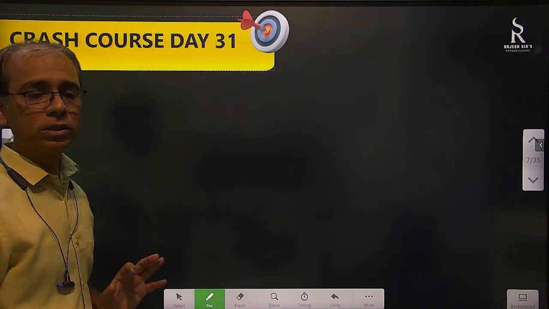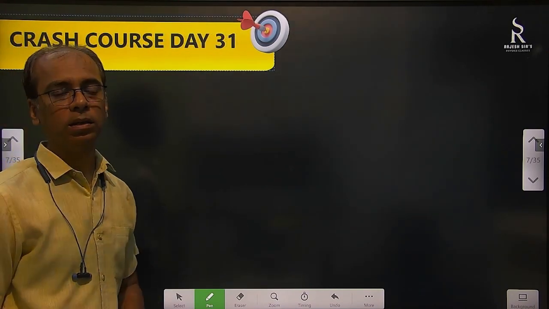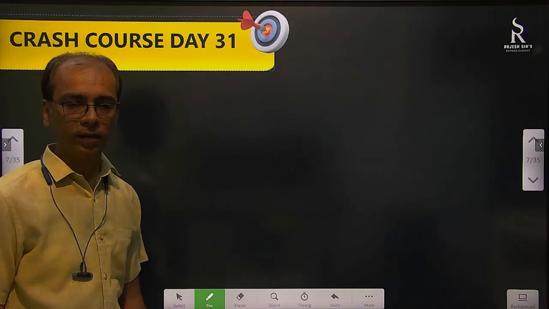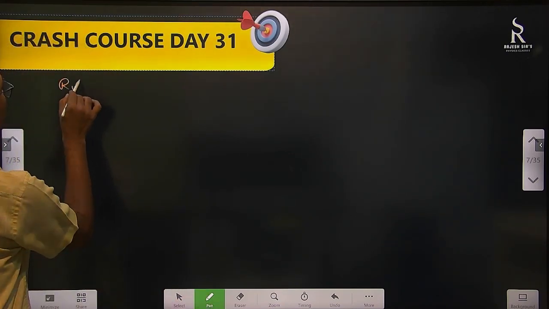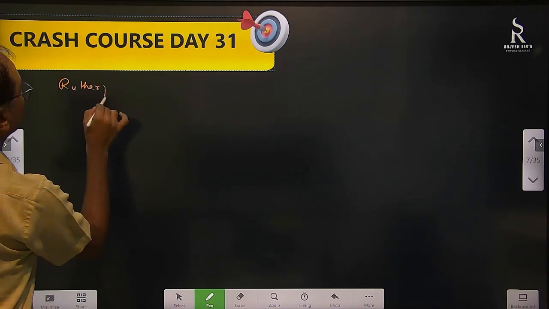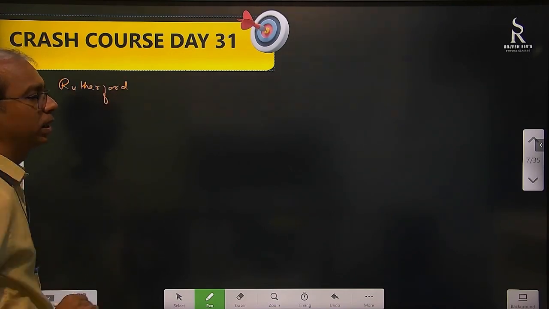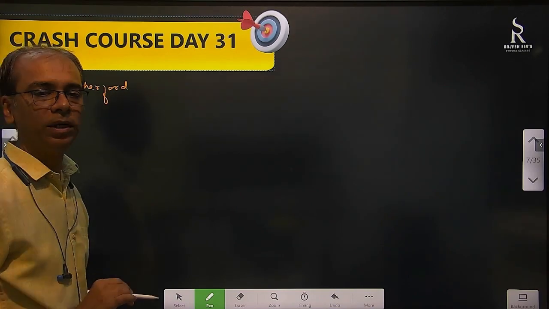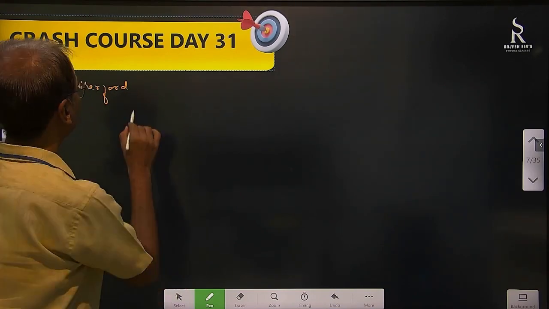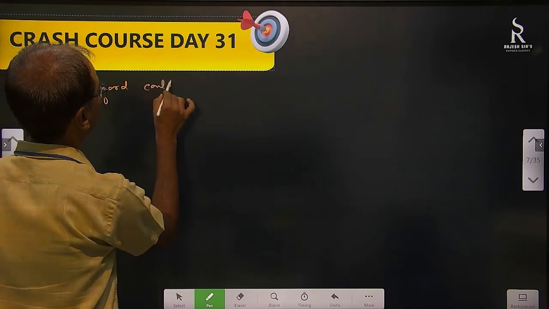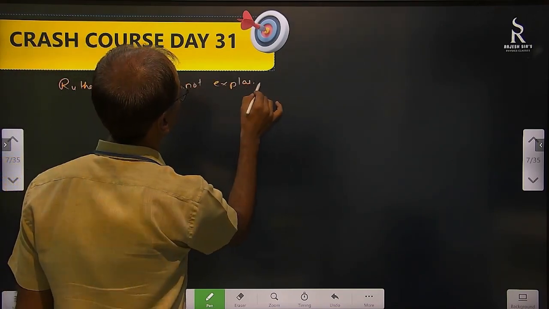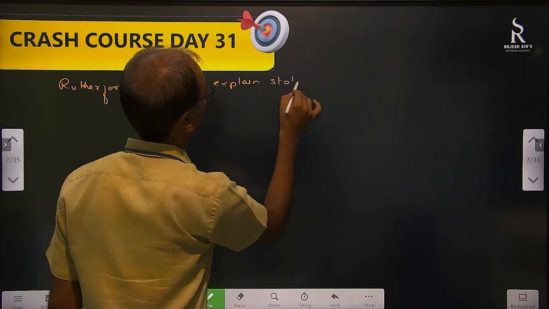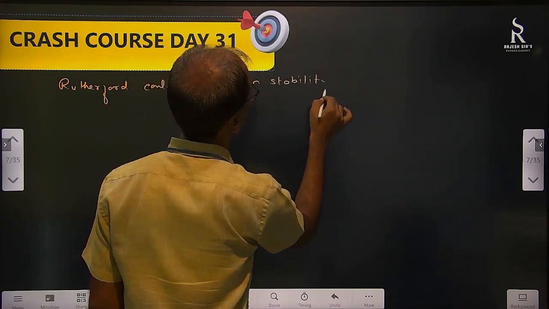Then these are the things that were given to us by Rutherford. But Rutherford's theory failed. Why did it fail? Because it could not give us the logic or the reason behind the stability of the atom.